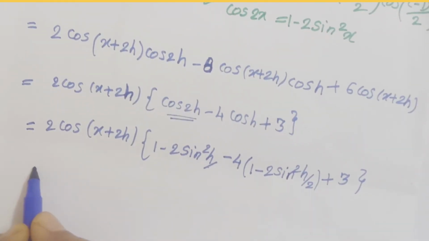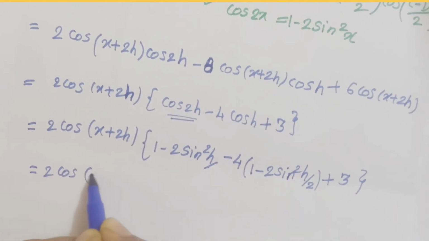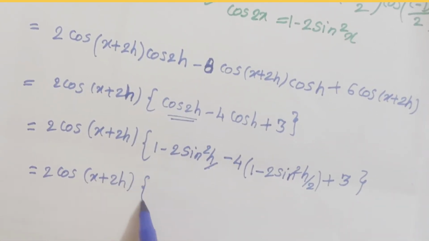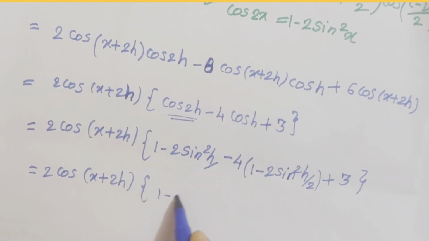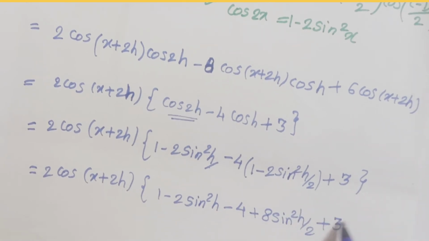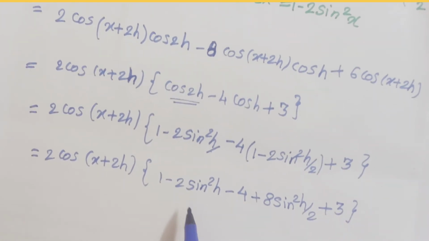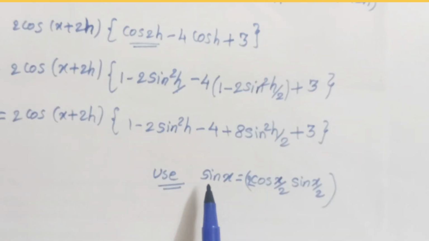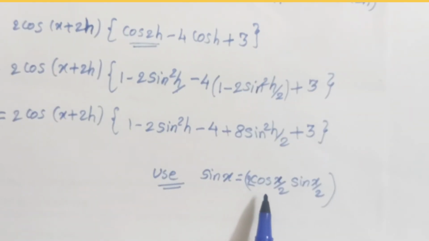Now here 2 cos x plus twice h as it is, and for this bracket term we have to simplify this term. So here we get twice sine square h minus, here minus, we have to multiply this minus 4 to the bracket, then it is minus 4 plus 8 sine square h by 2 plus 3. Next, our task is we have to convert this term into h by 2. We use this formula, that is sin x equals twice cos x by 2 into sin x by 2.